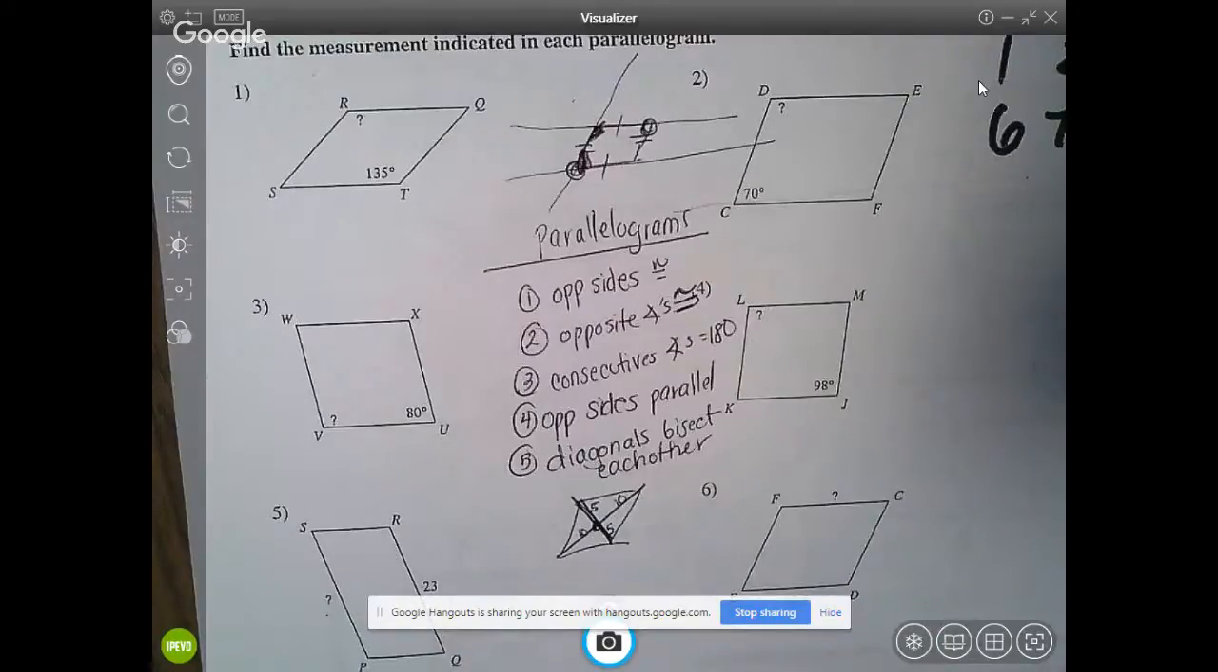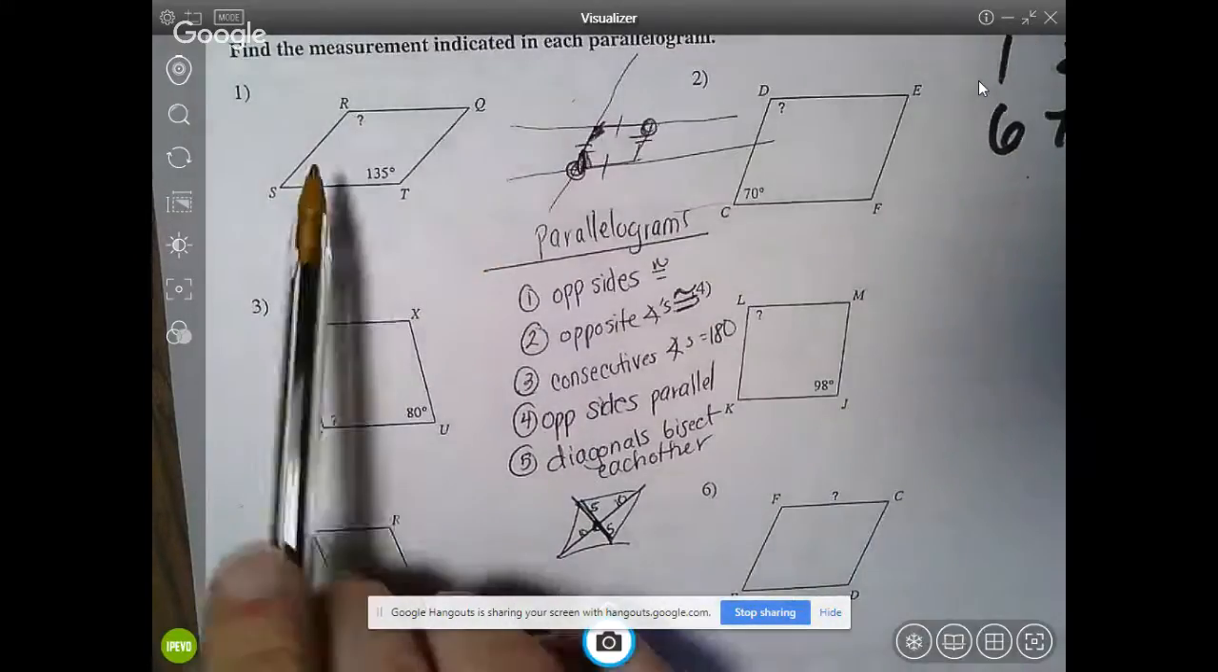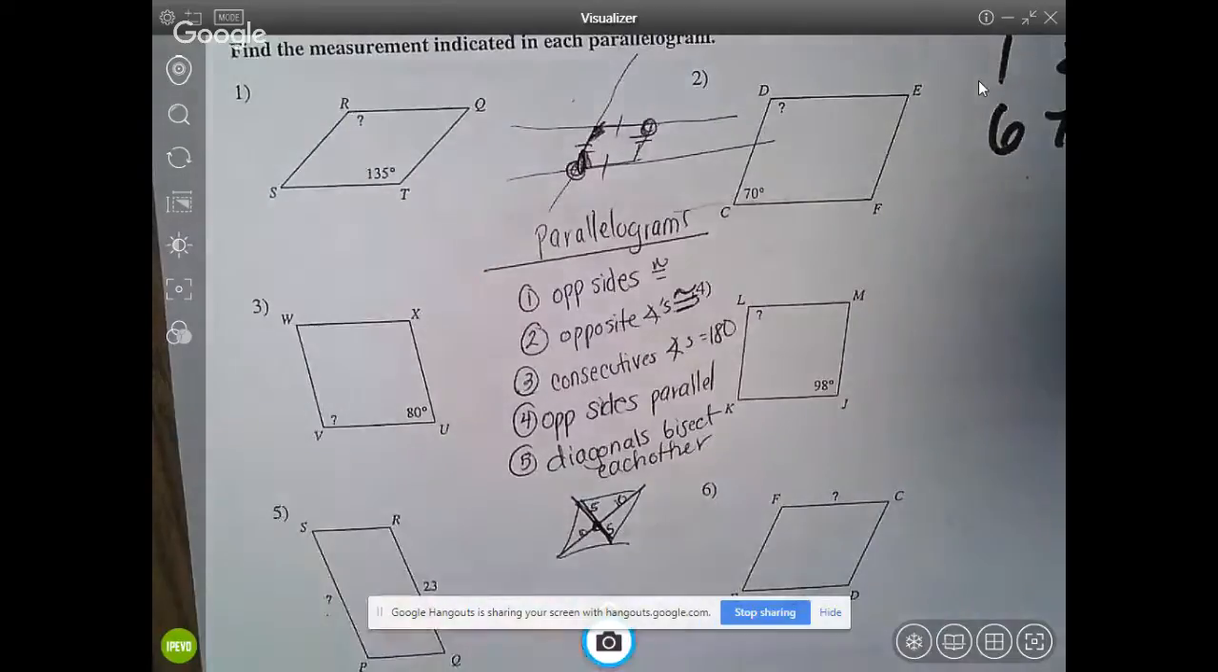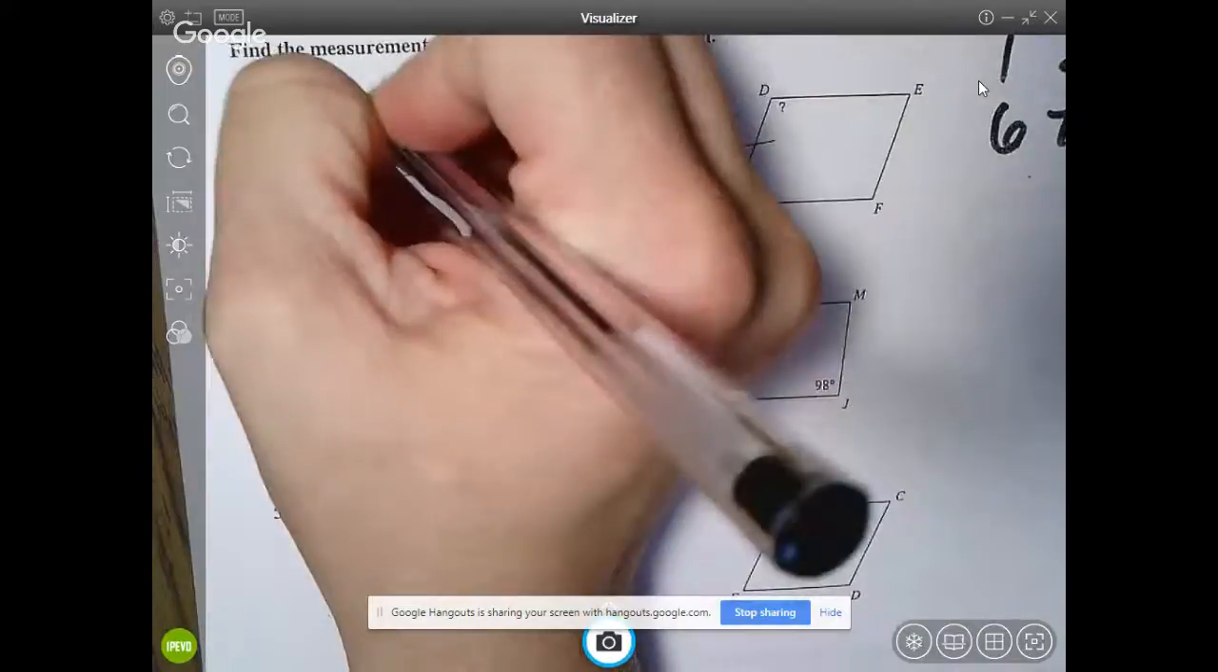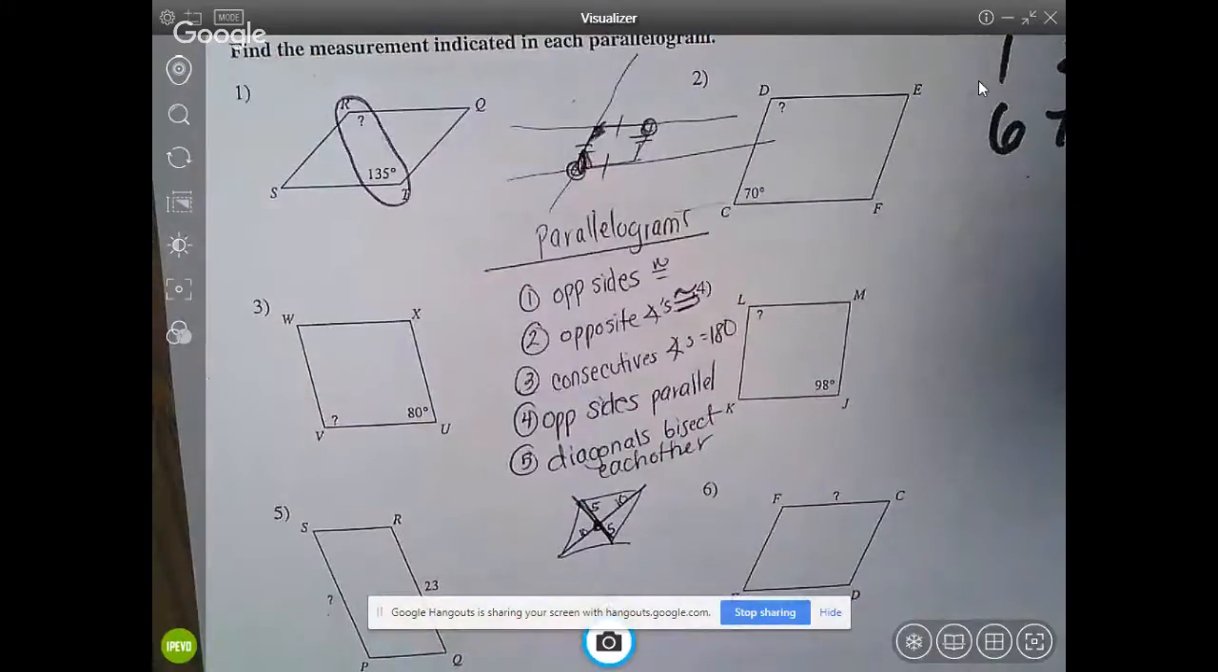Okay, next. Now that we have this information, we're going to use these to help us solve each of the problems on this page. So when I look here, it wants us to know what's the question mark. They gave us 135. What types of angles are angle R and angle T? Are they opposite or consecutive?